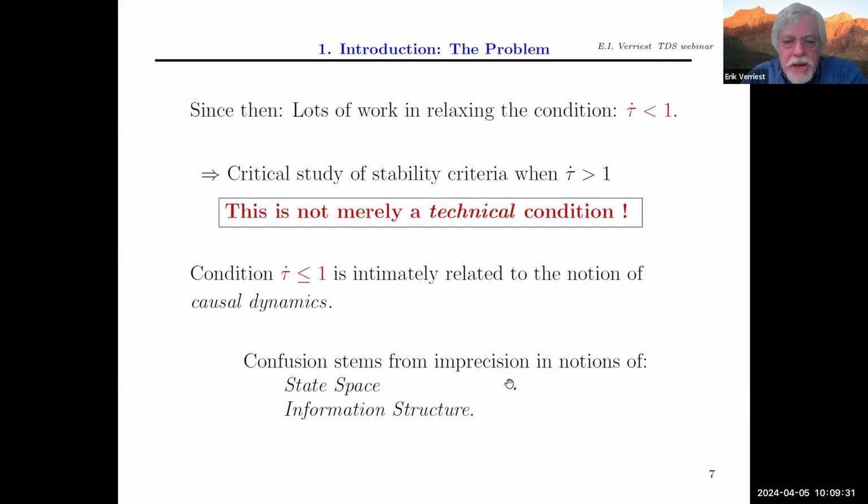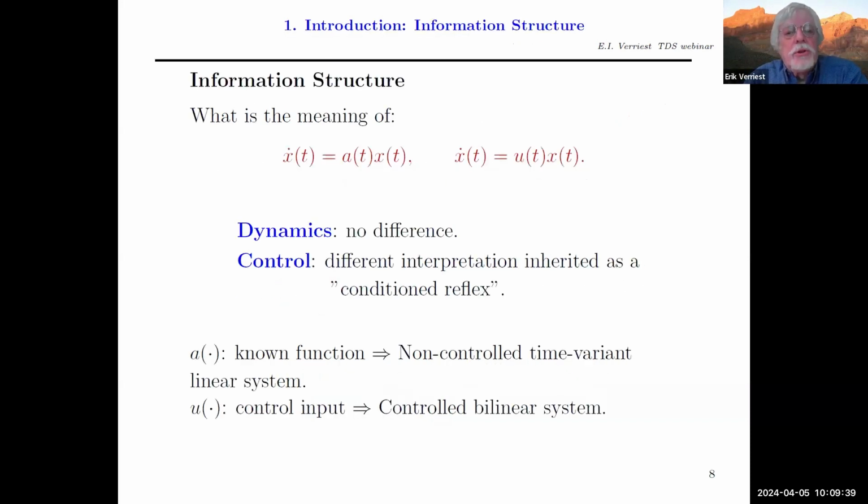And the confusion may stem from the imprecision that one may have in the notion of state space and information structure. Let me go to a very simple, non-delay example. If we look at the two systems side by side here, x dot is a x and x dot is u x. Well, to a mathematician, there is no difference. But a control systems person will say, well, here u is an input, so this is a bilinear system. And this, well, I see a times x, so that's a linear system, but it's time variant.